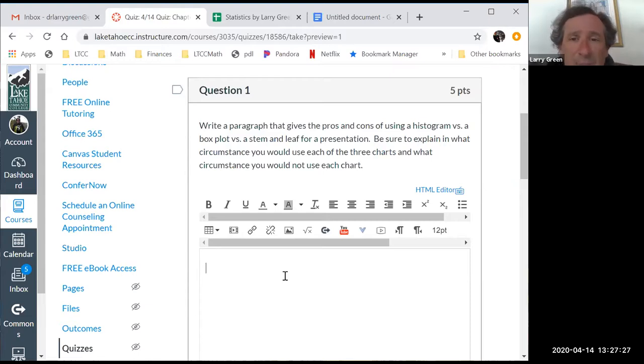So let's talk about histogram versus a box plot versus a stem and leaf. Okay, so what does a histogram tell you? What's the highlight of a histogram?